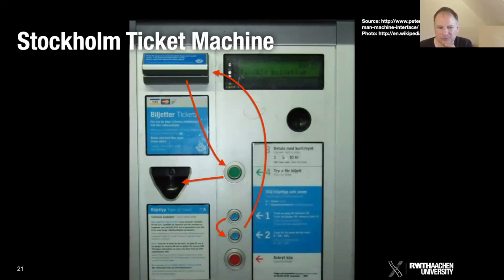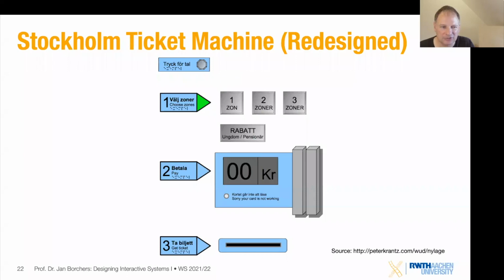Well, because the interface is designed so badly, there are all these instructions to the right here, what you need to do. And you can see they try it with numbers, right? So number one is here, number two is below, and number three is way up there. And then four is here. And then, you know, it's a mess, right? So redesigning this could look something like this, right?